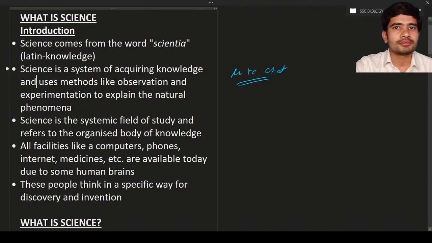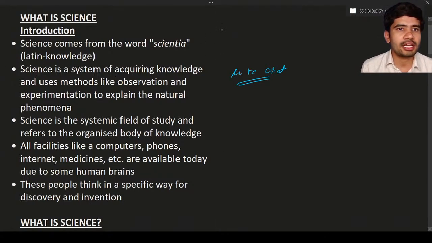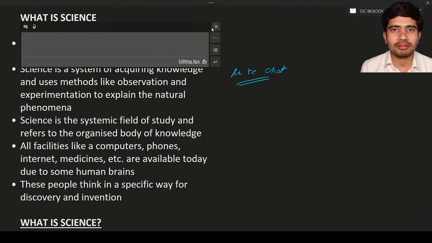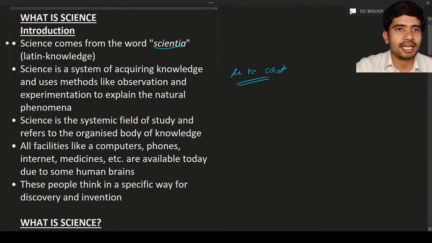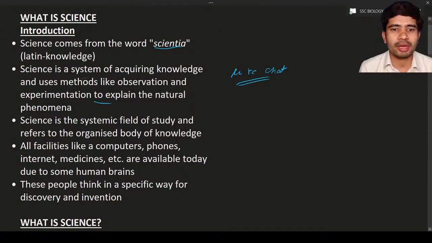Science comes from the Latin word scientia. In the Latin language, the word scientia means knowledge, and science is a system of acquiring knowledge. This is experimental, to explain natural phenomena.